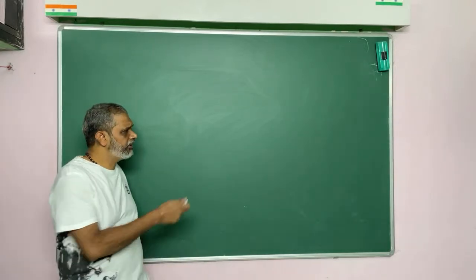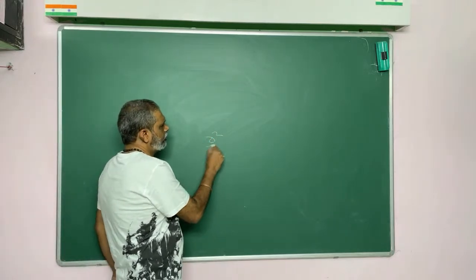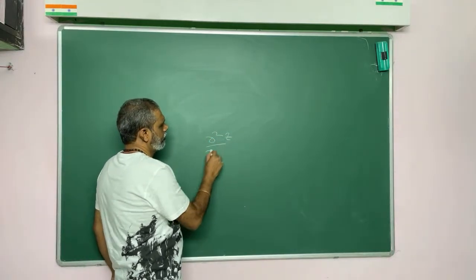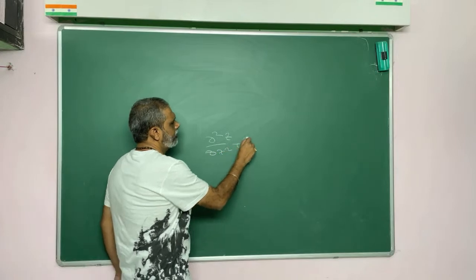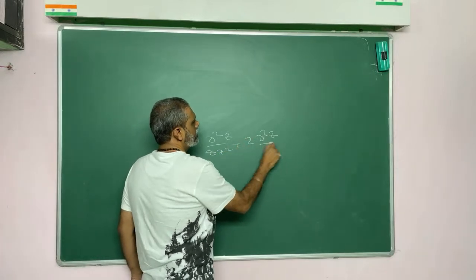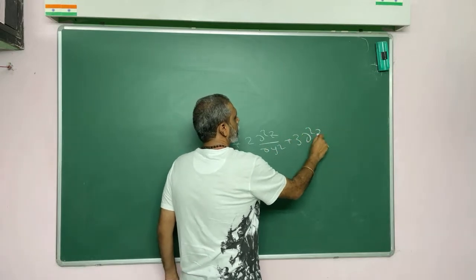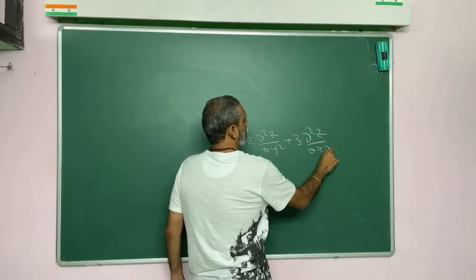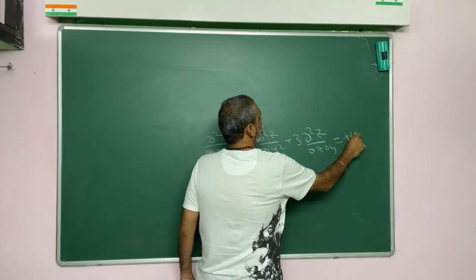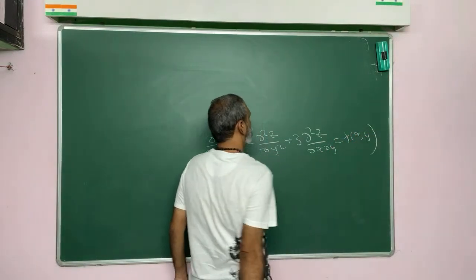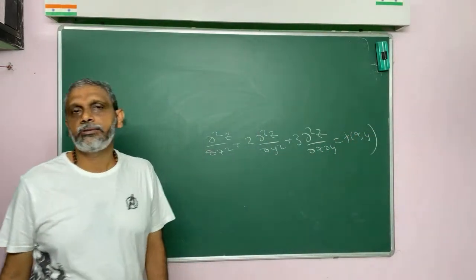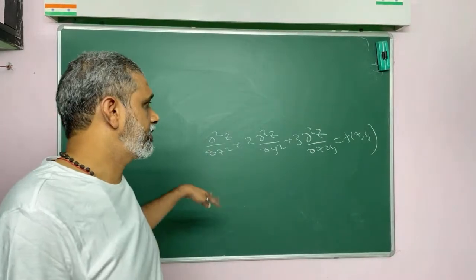How are we doing this? Maybe they will deal with coefficients like ∂²/∂x² plus 2 into ∂²/∂y² plus 3 into ∂²/∂x∂y. So you may have more than one independent variable. We deal here with all partial derivatives.